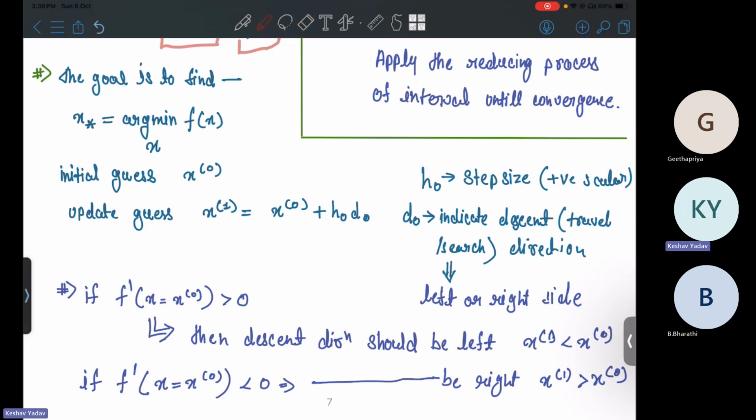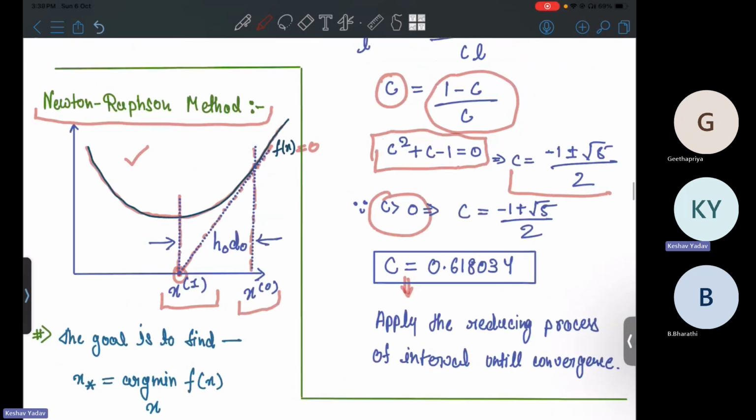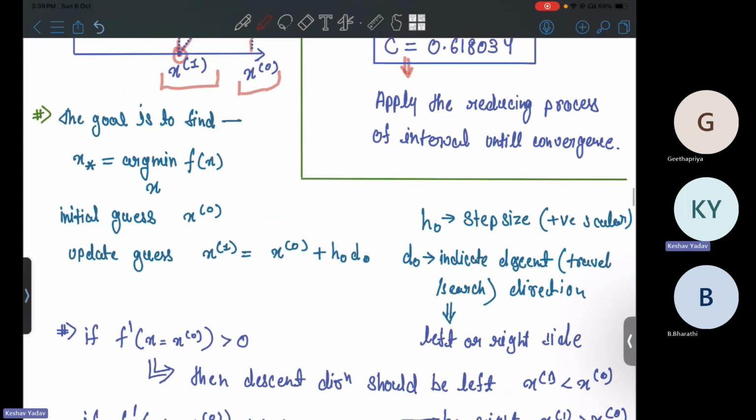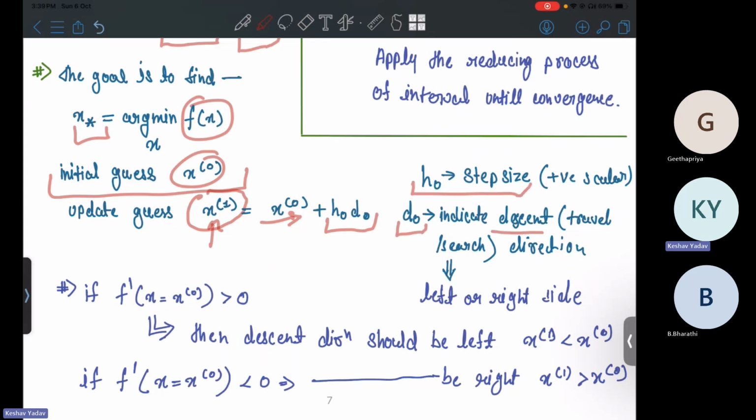So you need to do only pen and paper based calculation in the exam. So this is the Newton-Raphson method that we have studied. Now what is our goal? Our goal is to minimize this f of x. So we make some initial guess x naught, and we update our guess to x1. This x1 will be equal to x naught plus h naught d naught. This h naught is known as step size, and d naught is the descent. Descent shows the direction of our movement.